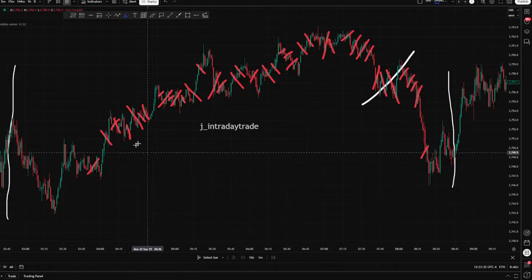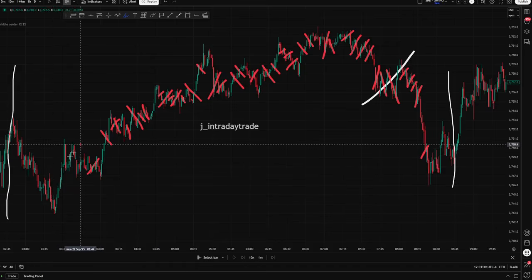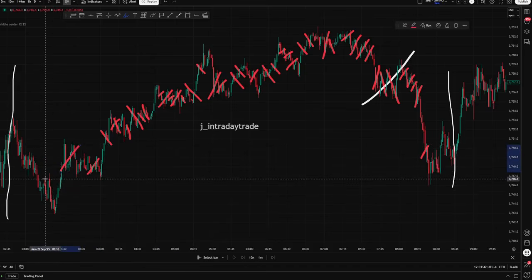I think that's ICT's hairline. Yeah, you're right. You're right. So this one as well. So, and we can just run over these ones as well.